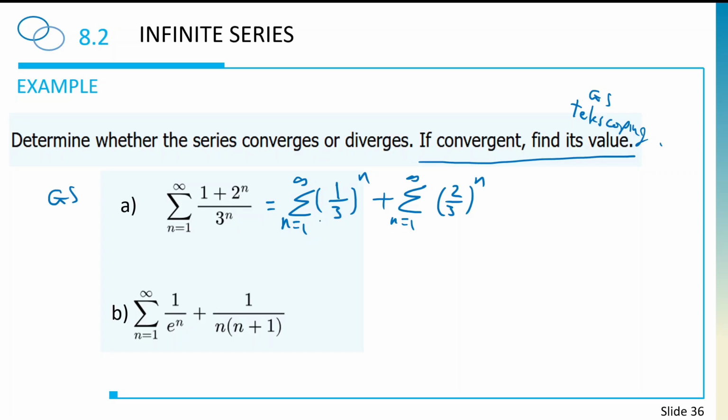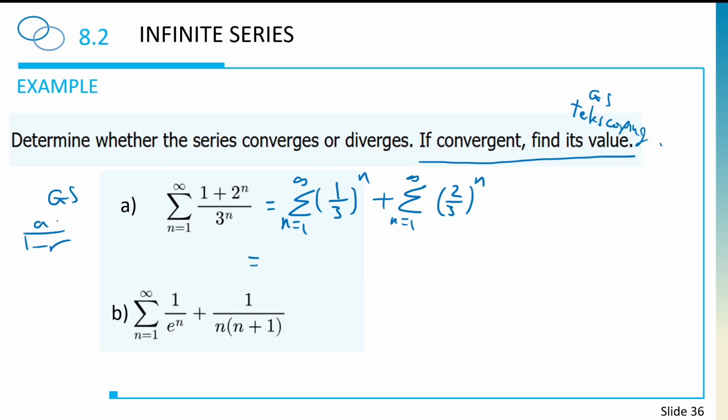This first one is convergent. Why? Because r is less than 1 in absolute value. Same here, it's convergent. So how can I find the summation? Remember, I'll use a over 1 minus r. So for the first one, what's a? When you try to find a, this is n started from 1.